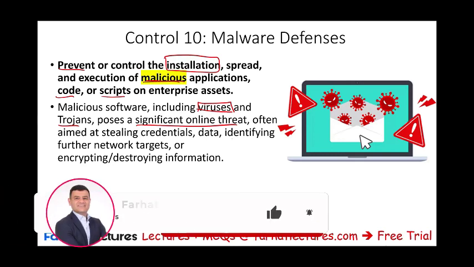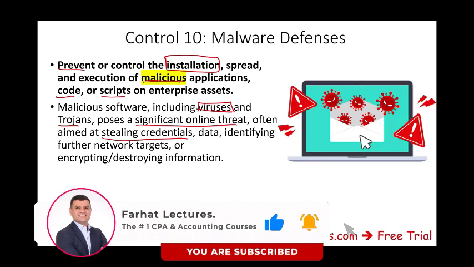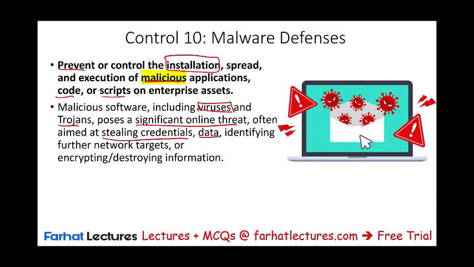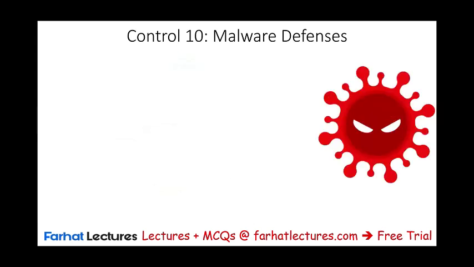And what happens when you have a virus or a Trojan horse? Well, they may steal credentials, they may steal customer data, they may identify further network targets to attack other targets, or they might encrypt and destroy information. Bad stuff. Now, modern malware is constantly evolving, and now they're using machine learning to enhance its potential threat. How? What they do is look for indicators to compromise your account. Therefore, you have to always be on the lookout to prevent those attacks.